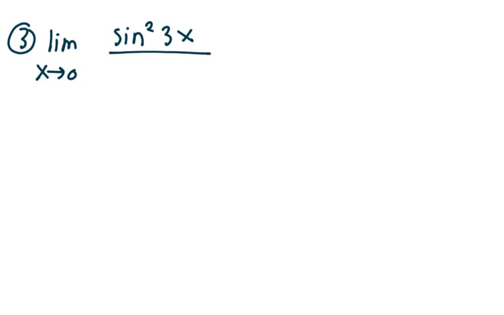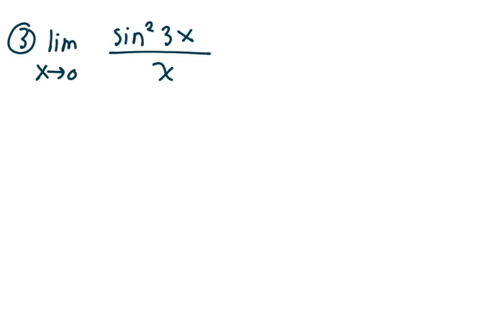Example 3. Suppose I have the limit as x goes to 0 of sine squared of 3x divided by x.